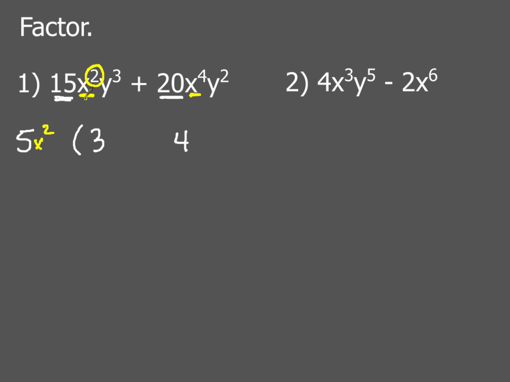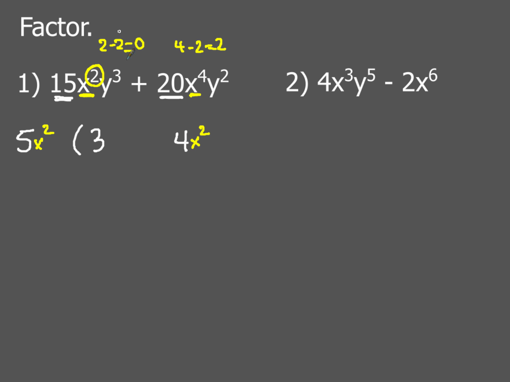Now x squared and x squared, remember we're going to subtract the exponents. So if I have 2 minus 2, that gives me 0, so I'm not going to have to write an x term here in this first one. However, in the next term, I've got x to the fourth. So 4 minus 2, when I subtract the exponents, I get 2. So over in this second term, I'm going to have to write down x squared.